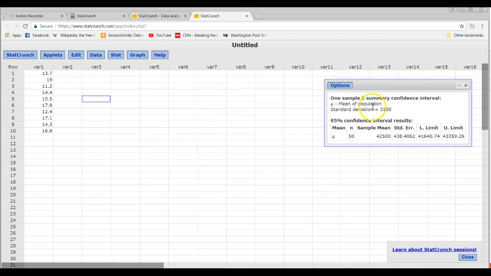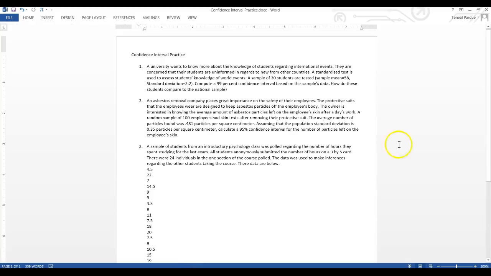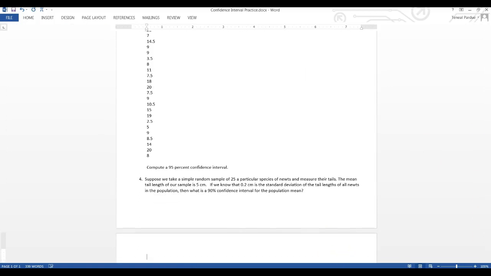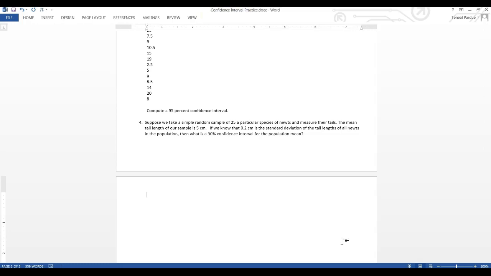So this gives us our confidence interval. And now to copy and paste this into a Word document, you just literally highlight it, Control C, and then come over to a Word document. And I've got one up, and I'll show you. You just Control V, and there you go. If you do have a hard time getting that posted, though, just do a screenshot and turn it in with your homework. That's fine.